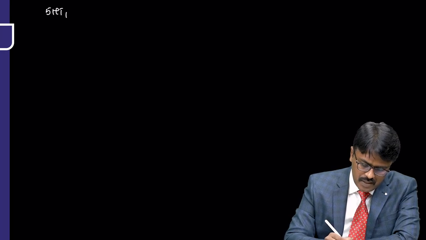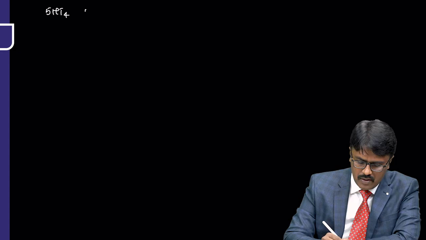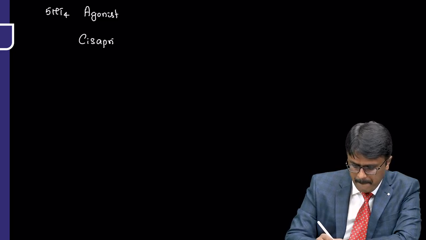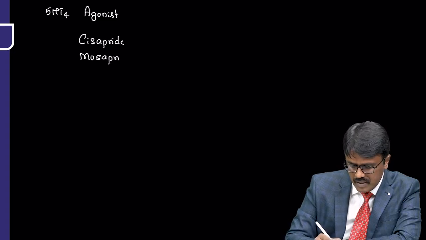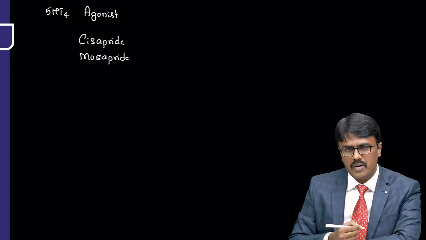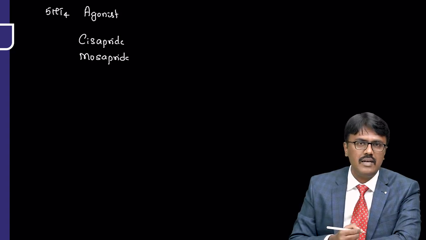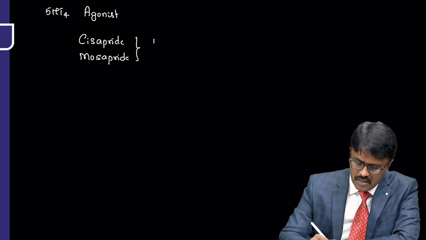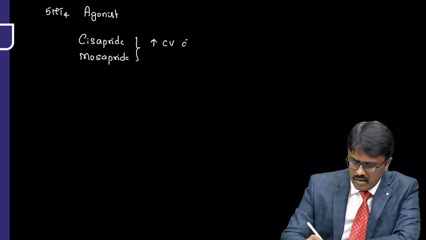Now the next one is the 5-HT4. So 5-HT4, the drugs are agonists for that. What are the 5-HT4 agonists we have? The name is called cisapride and a drug called mosapride. These drugs had prokinetic property, and we used to treat GERD, gastroesophageal reflux disorder, but these are banned because they increase cardiovascular deaths, and these drugs are banned.